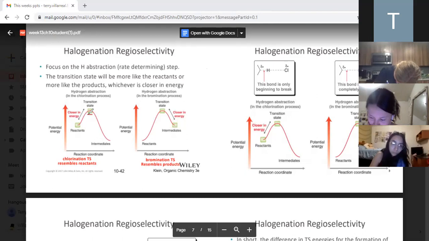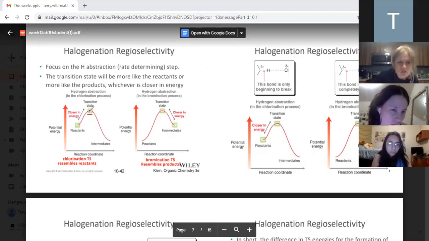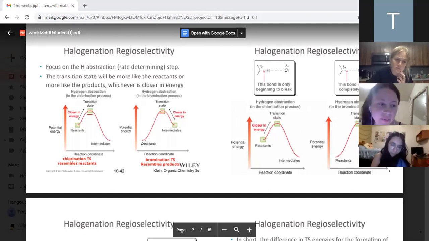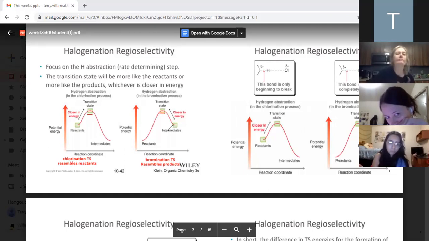So what is closer to my transition state, the reactants or the products? Reactants. So my transition state, is it going to more closely resemble my reactants or my intermediates? Reactants. Reactants, all right? Now on this one, here's my transition state. Is it closer in energy to my intermediates or to my reactants? Intermediates. So which one is it going to more closely resemble? The intermediates. Okay, does that make sense for the Hammond postulate?